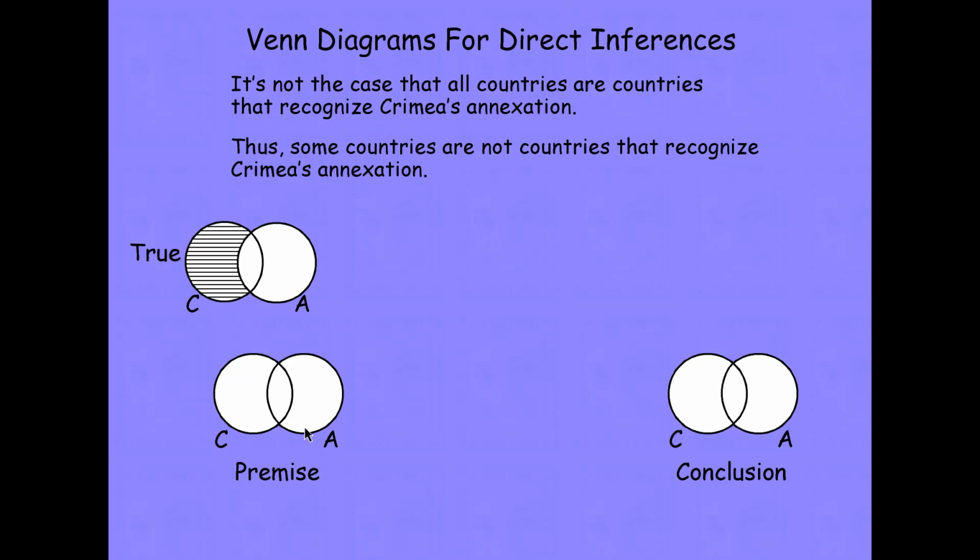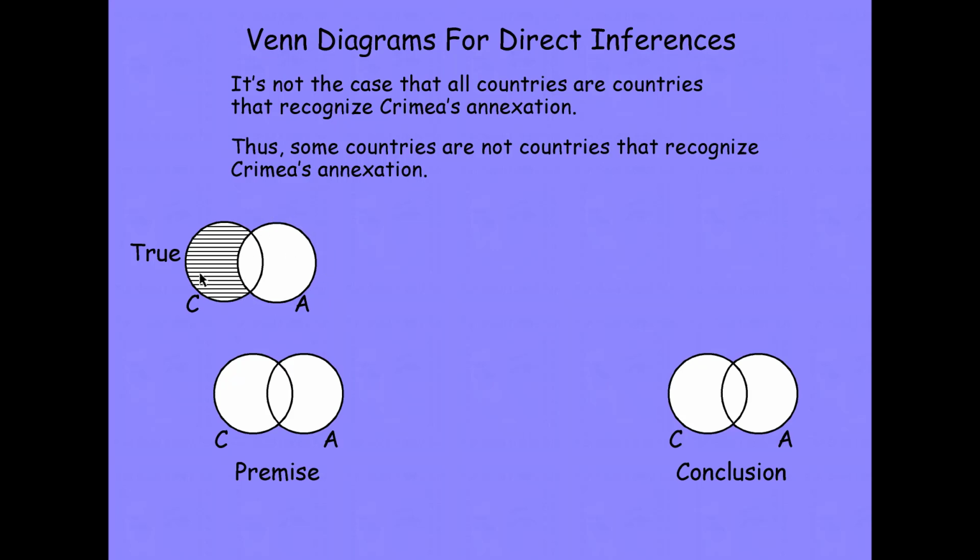That true diagram says, here is my country circle. Here is my countries that recognize Crimea's annexation circle. I'm just looking at this universal affirmative. I'm in Boolean, so I say I don't know if there are any C's. I don't know if there are any A's. But what I do know is that nothing that is a C is outside of A, because everything in C is an A. Everything in this circle would also be in this circle. Now there may not be anything, but if there is, it's going to be an A.